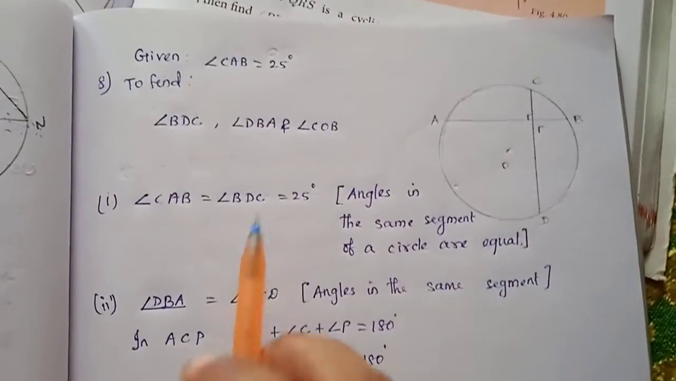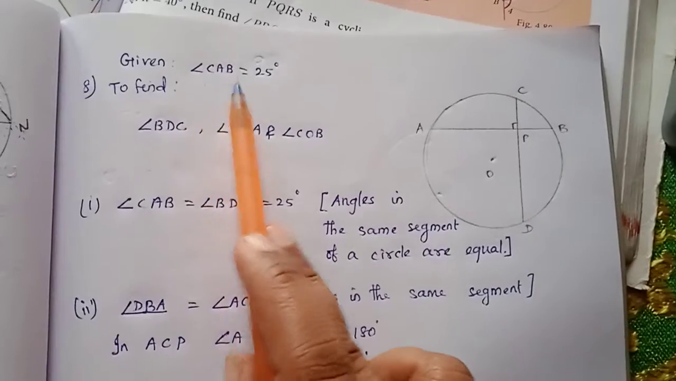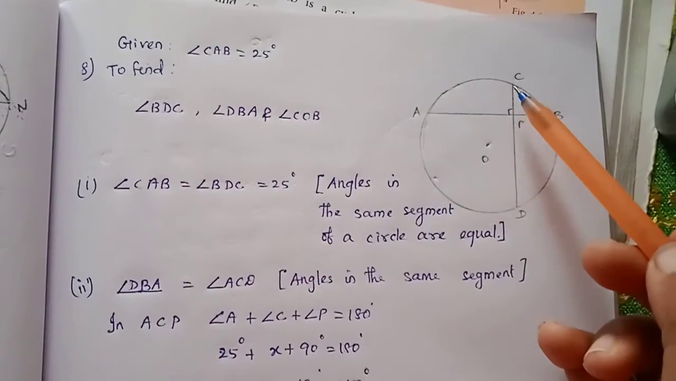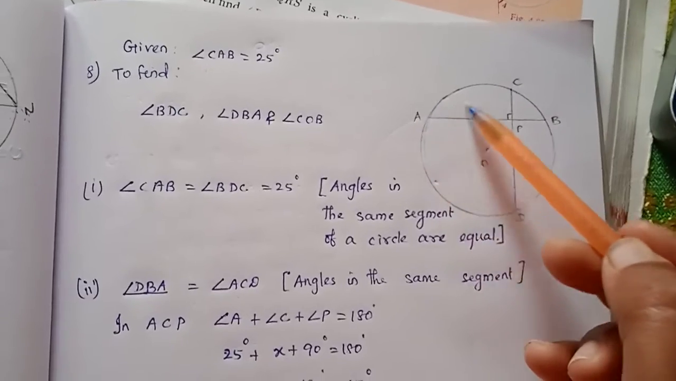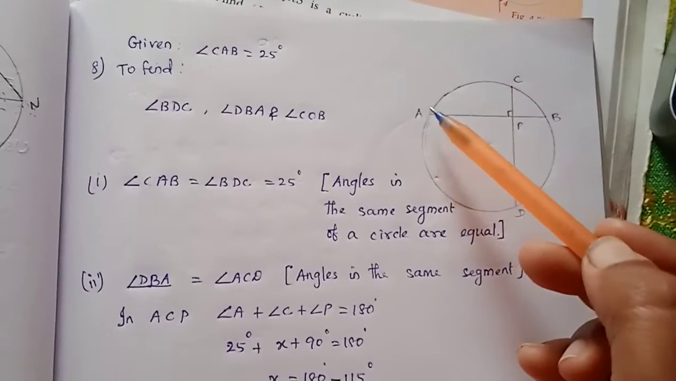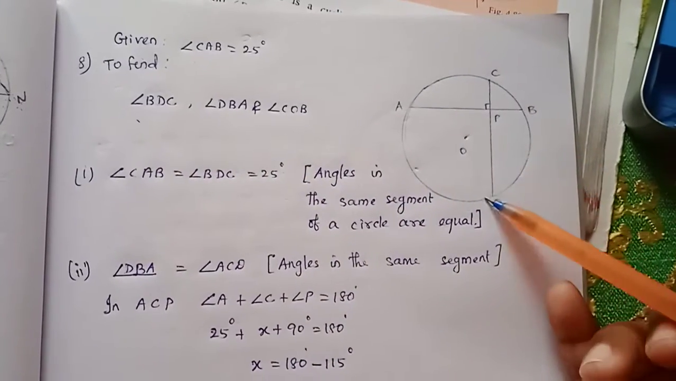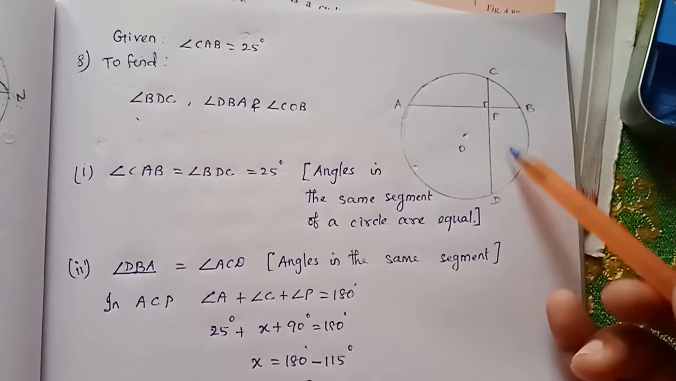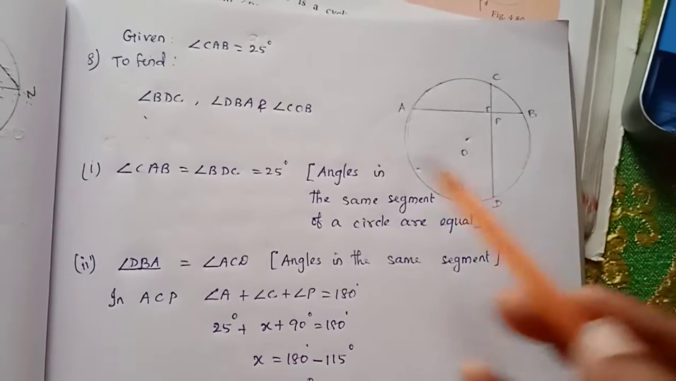Exercise 4.3, question number 8. Here they have given angle CAB equal to 25 degrees. So we have to join C and A, okay? And we have to find BDC. So we should join these two points also.